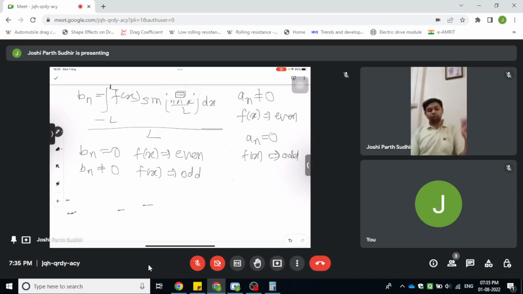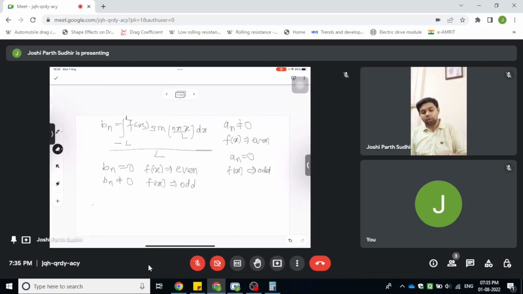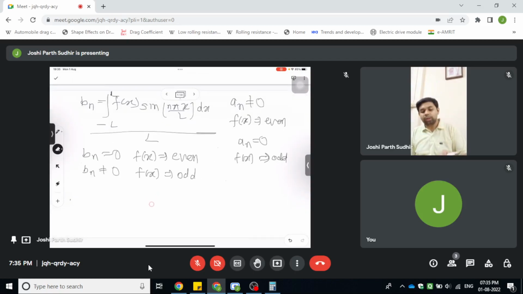So why will it be non-zero? Because when the function f of x is odd, and since sine(n pi x by L) is also odd, the multiplication of f of x into sine(n pi x by L) will result in an even function. The multiplication of two odd functions will be even. So this integral will be non-zero, and therefore Bn will also be non-zero when the function f of x is odd.